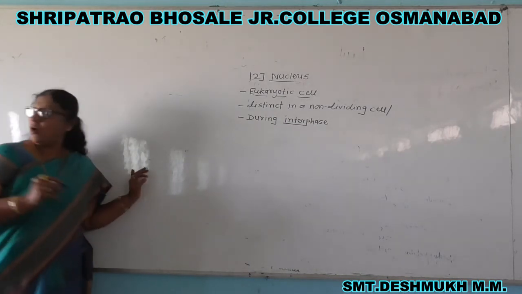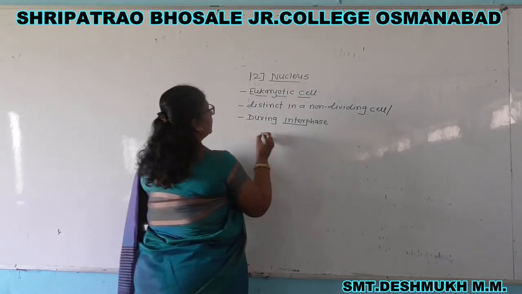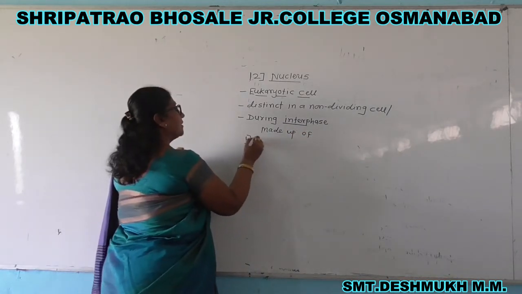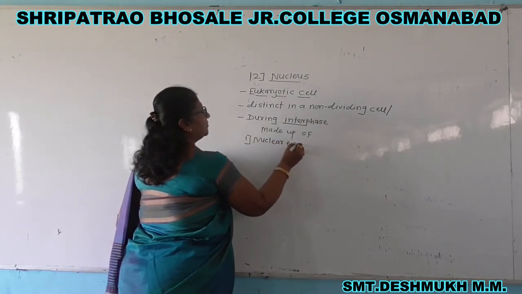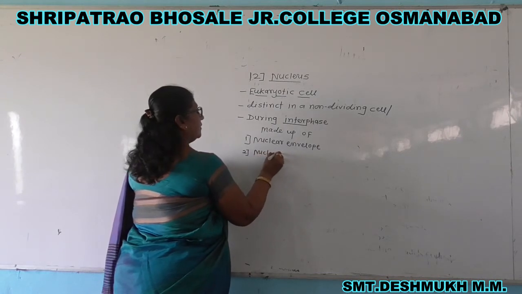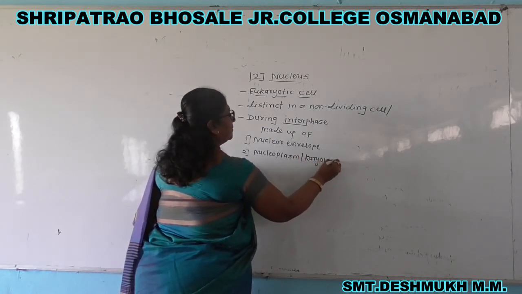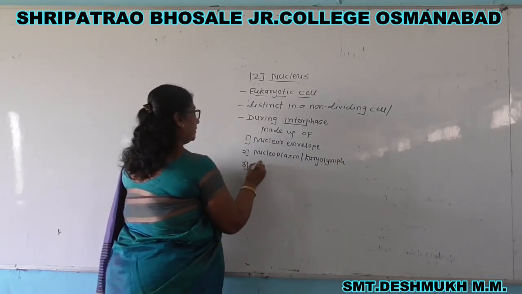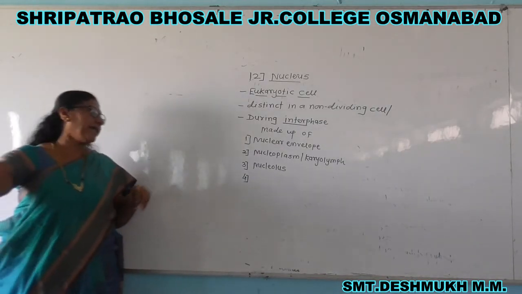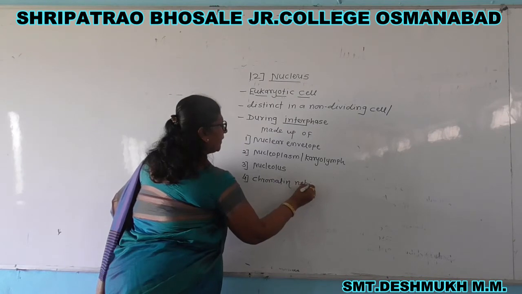The interphase nucleus is made up of four parts: first, the nuclear envelope or nuclear membrane; second, the nucleoplasm or karyolymph; third, the nucleolus; and fourth, the chromatin network.